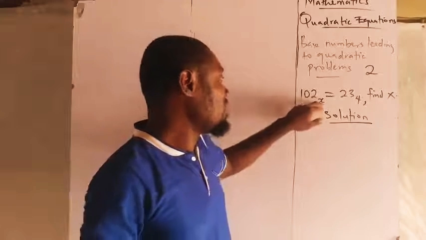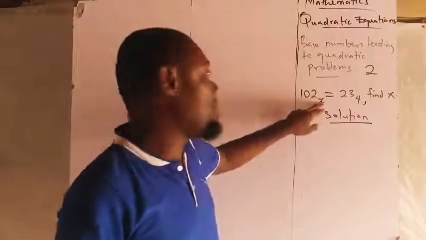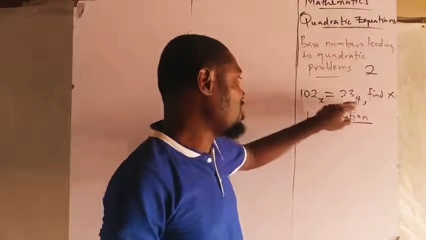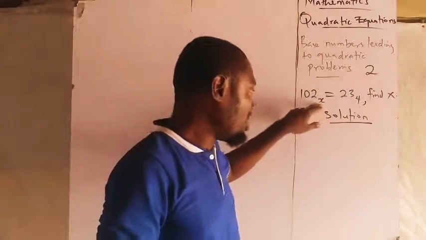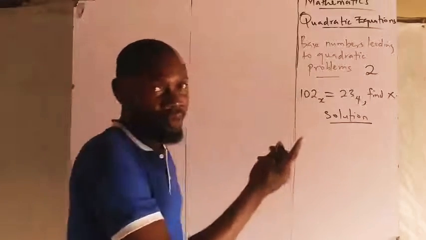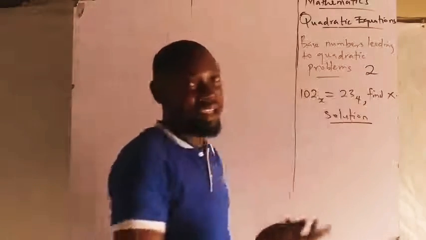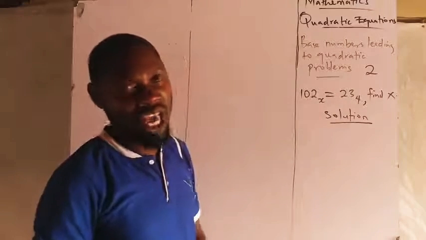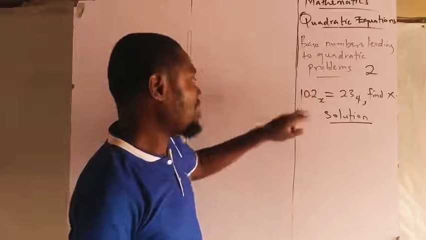But if x was like a base 5 number or base 7 or base 6, I'd need to equate the base by changing this number to base 6 or changing the base 6 number to base 4. But right now, x here is not known, and here is base 4, not base 10. So I need to change the two numbers directly to a base 10 number. So I'm going to start with this first.